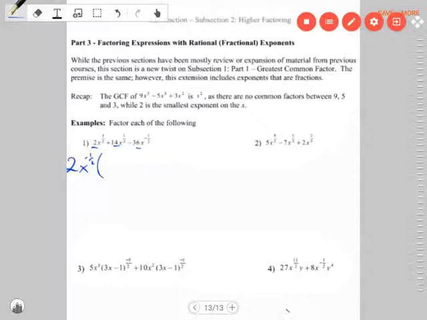Okay, so now 2 divided by 2, that just cancels. What about the x's? So x to the 3 halves divided by x to the negative half. Remember when you divide powers, you're subtracting exponents. So it's 3 halves minus negative 1 half. Well, hey, that's x to the 4 halves, which is just x squared.